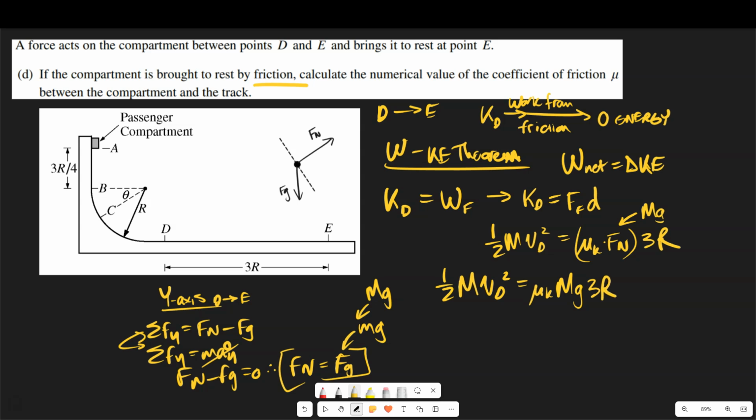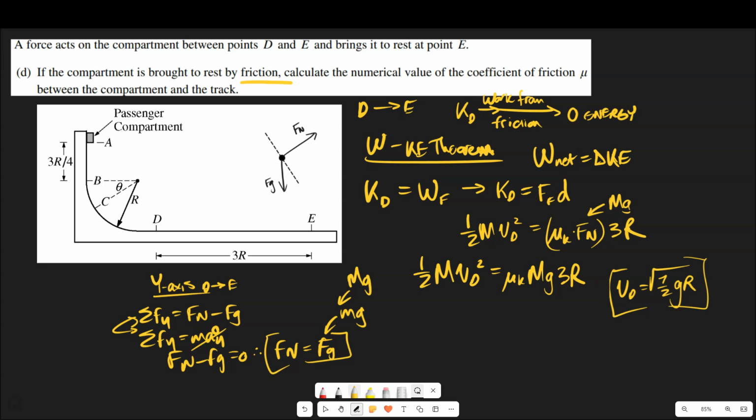Really important though, what I had mentioned for the last problem is we had solved for v_D. Now we need to bring that back. So let me grab that really quickly. Okay, and so this is what we had solved for v_D. Let's go ahead and plug that in over here and see what happens. Oh, and let's get rid of the masses before I forget.